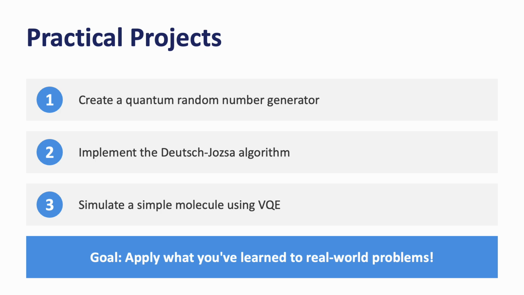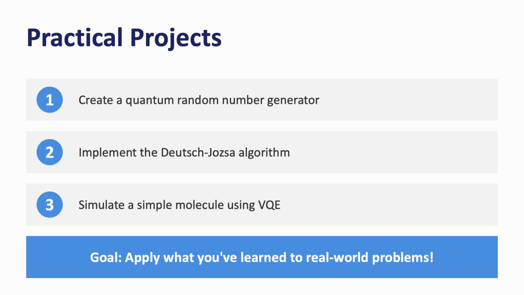Now that you understand the fundamentals of Qiskit and Cirq, you might be wondering how to apply this knowledge. I want to inspire you with some practical project ideas that you could actually build yourself. The first project is creating a quantum random number generator. This sounds complicated, but it is actually perfect for beginners. You use the superposition of a qubit to generate truly random numbers, which is something classical computers cannot do perfectly. A quantum random number generator has real world applications in cryptography and security.